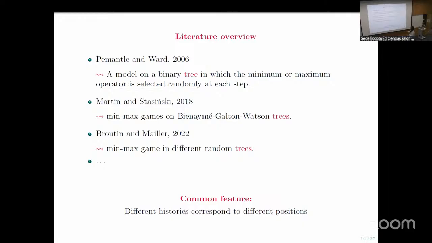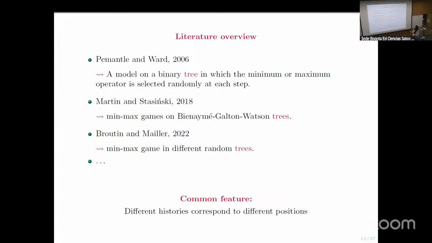There is also this other work by Martin and Stanczynski from 2018, and they also study a minimax game, but in a random tree that is called a Bienaymé-Galton-Watson tree. So let's think that it is a random tree. The number of edges is not fixed, so you decide in every generation how many children there are going to be according to rules. I won't go into detail here.